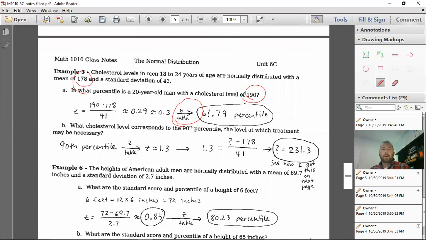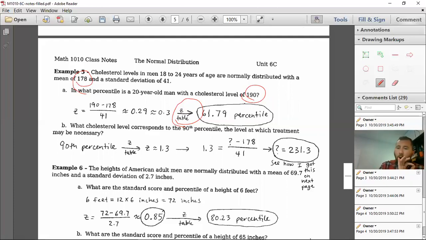Sorry, I'm kind of misreading this problem, but basically what they're saying is once you hit the 90th percentile, that's a concern, and the doctors would want to tell anybody with a cholesterol level equal to or higher than that that they have high cholesterol. So we're going to figure out what value is the breaking point. At what point does a doctor need to say you have high cholesterol for a man in the age range of 18 to 24? So we're going to figure that out.